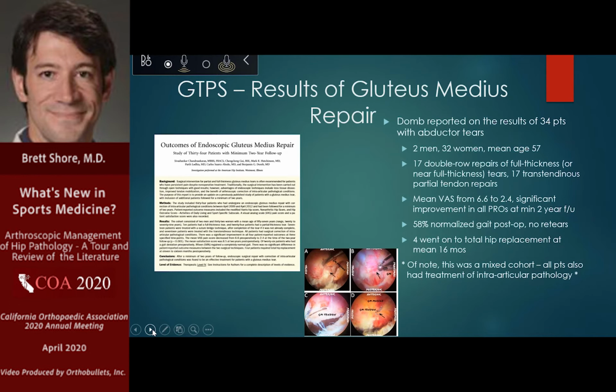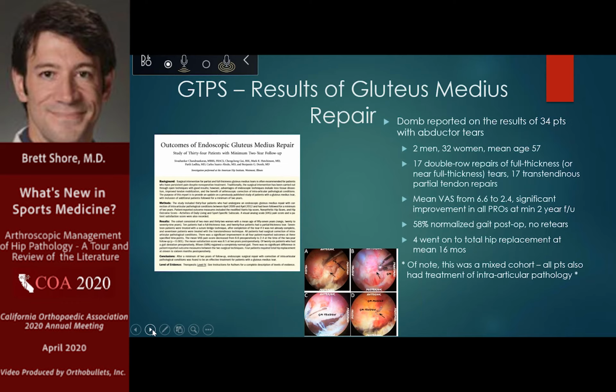This was a slightly larger study by Dr. Dome's group, reporting on the results of abductor tears. There were sort of 2 separate subsets within this group. Half of the patients had a transtendinous partial repair and half had a double row full thickness repair. These patients all had significant improvements in the visual analog pain scores with 58% normalized gait and no re-tears. However, 4 of these patients did go on to a hip replacement at 16 months.